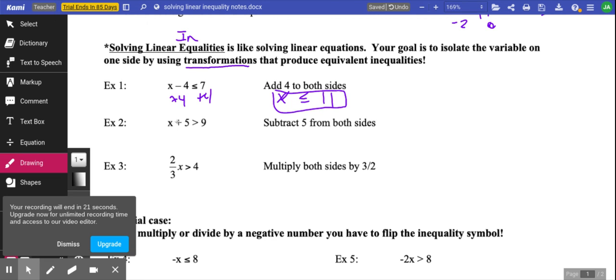The next one, we have x plus 5 is greater than 9. To isolate the x, we're going to subtract 5 from both sides. Then we're left with x is greater than 9 minus 5, which is 4.